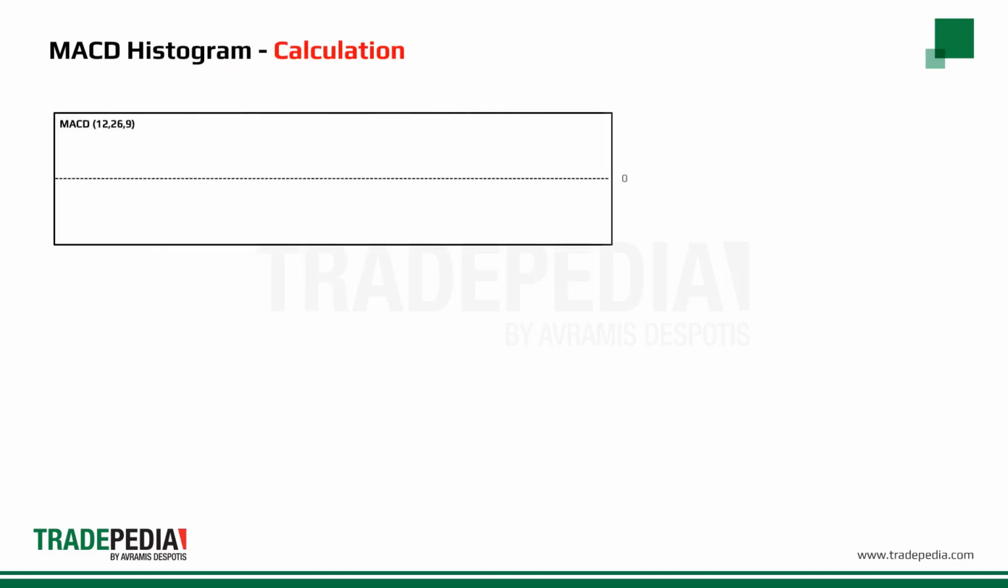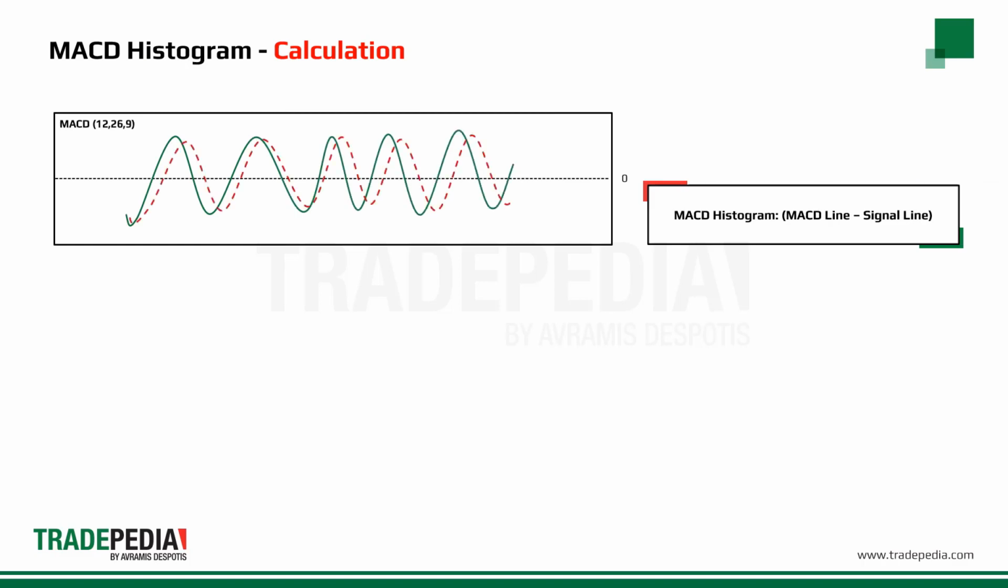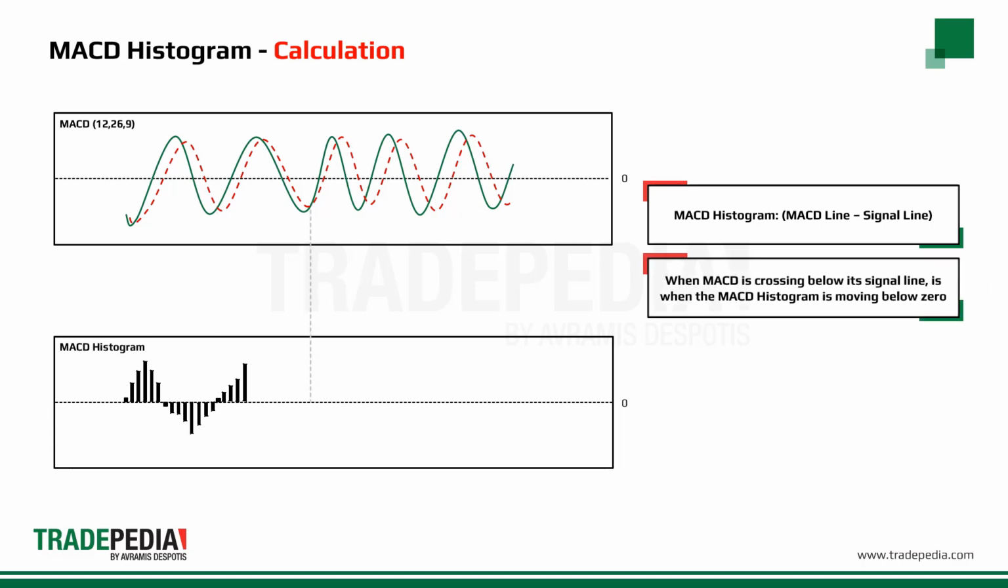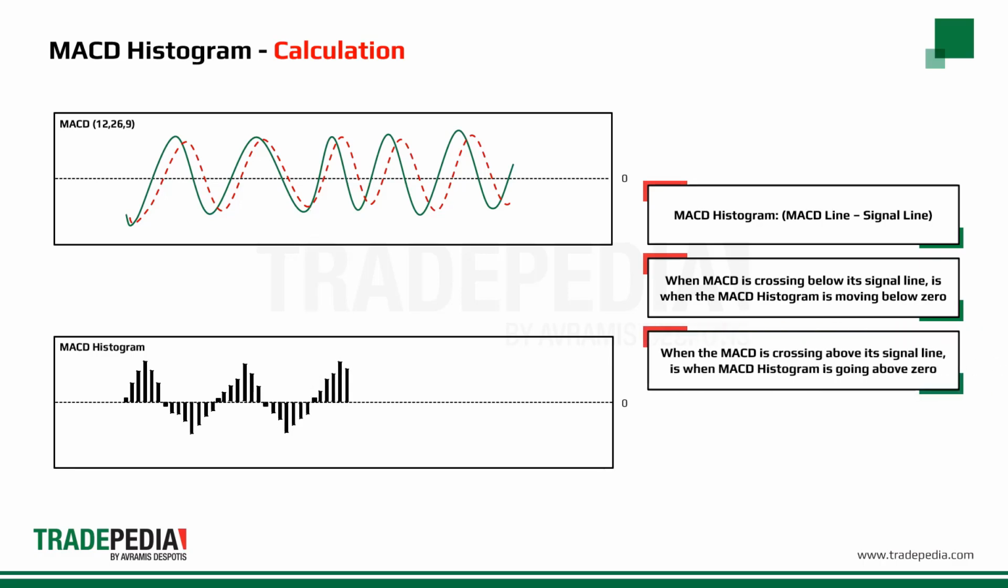The MACD histogram is calculated as follows: MACD line minus the signal line. The MACD histogram is at 0 when MACD is crossing its signal line. When the MACD is crossing below its signal line, the MACD histogram is moving below 0. And when MACD is crossing above its signal line, MACD histogram is going above 0. It is referred to as MACD histogram because instead of being presented as a line, it is shown as vertical bars, known in statistics as a histogram.